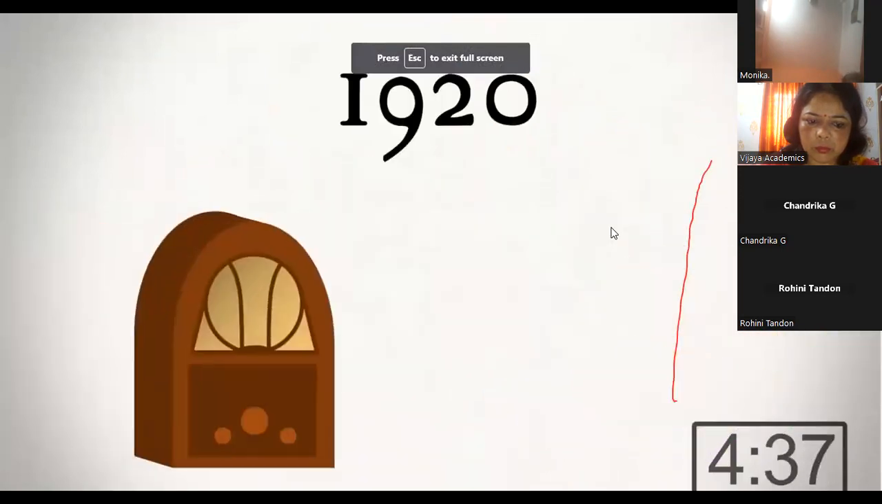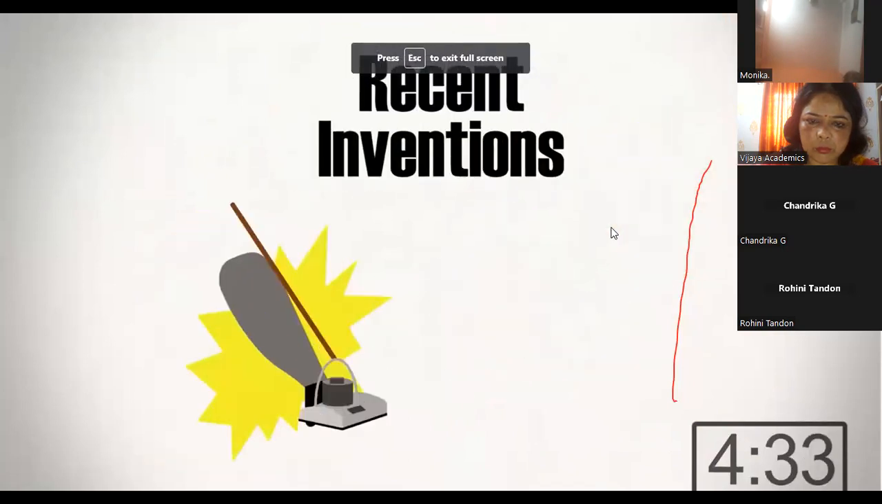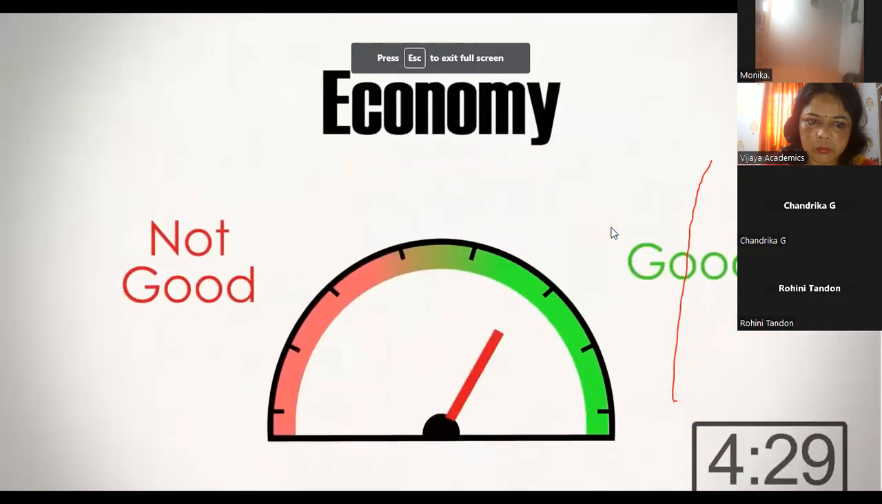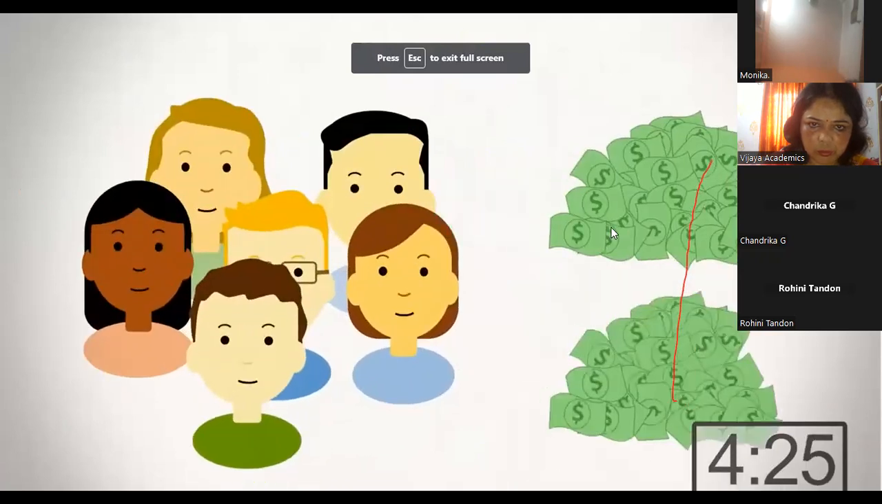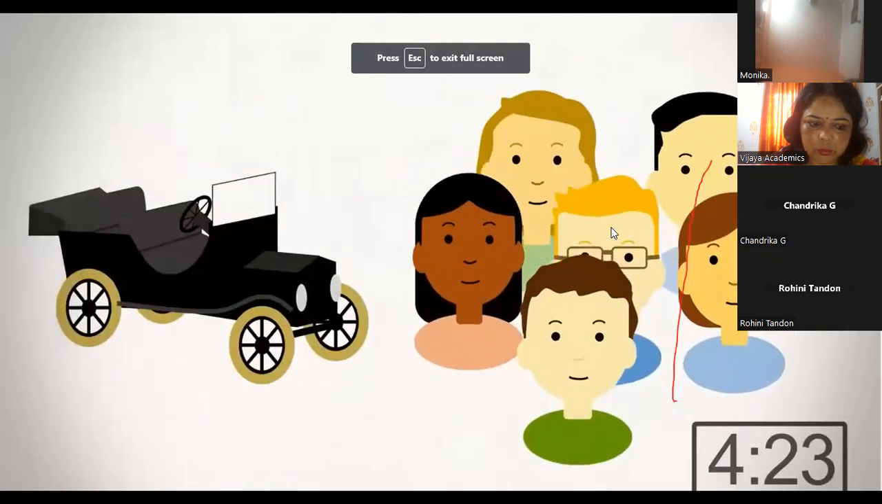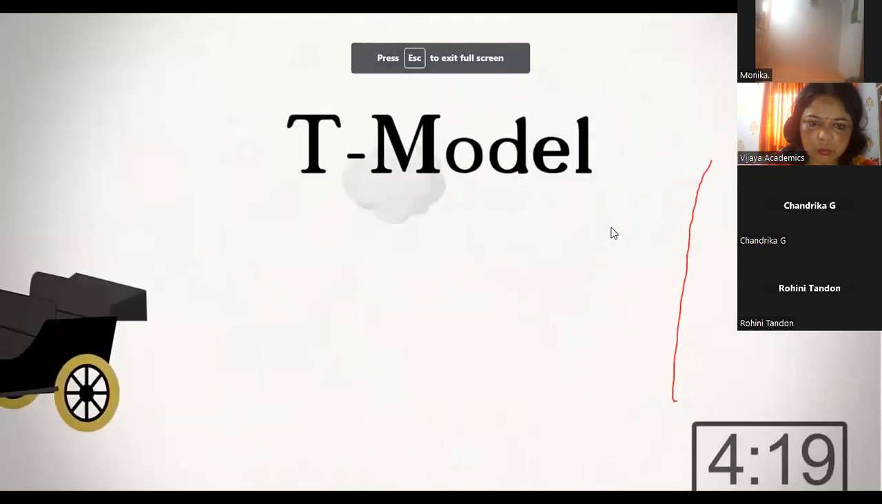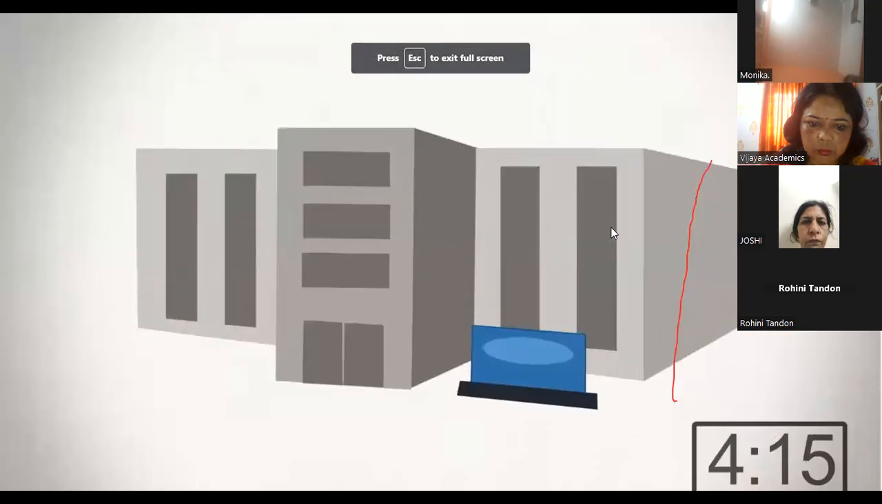So in 1920, we see our first radio advertisement, and it seems to be working. Recent inventions like the vacuum cleaner and the electric washing machine are becoming hot commodities. And since things are looking pretty good, the banks are giving out loans to everybody, meaning that even more people can buy the latest and greatest gadgets. Before you know it, everyone's getting a car too. Henry Ford's Model T. All of this is very rich.